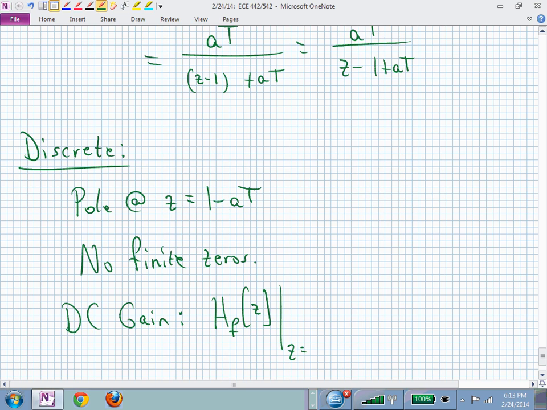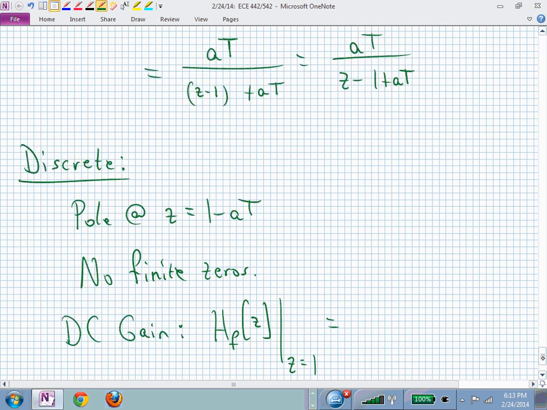Do we set z equal to 0? No, because S and Z are what? Z is equal to e to the st, isn't it? So if we set S equal to 0, Z is 1. Now, if we plug in Z equal to 1 to that transfer function, we get AT up top, and we get the same downstairs, don't we? A DC gain of 1. So we have consistency at low frequencies.